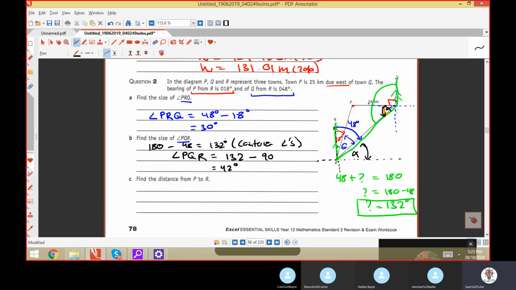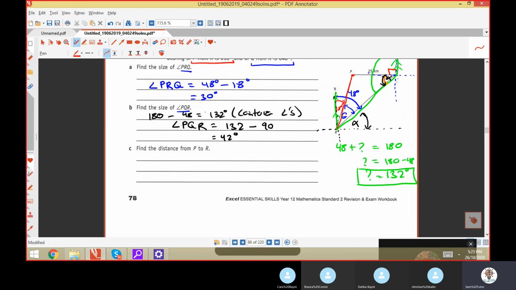It says find the distance from P to R. We're just finding distance. There's a lot of color codes here, so we have to find P to R. Let's use red. We have to find this whole distance here in red. So I'll draw it out again using all the hints that we've solved. So this would be 30, this would be 42 as we solved already, this would be 25 kilometers, and this would be question mark.